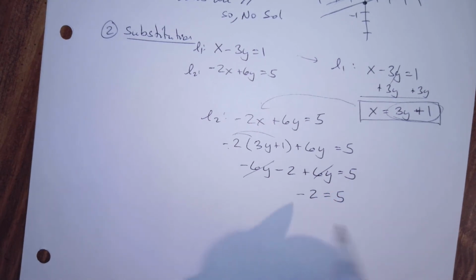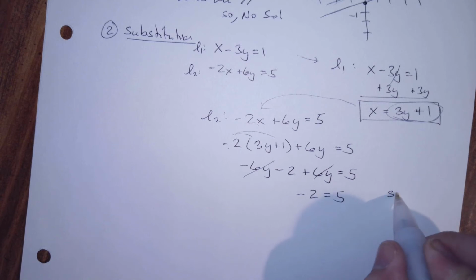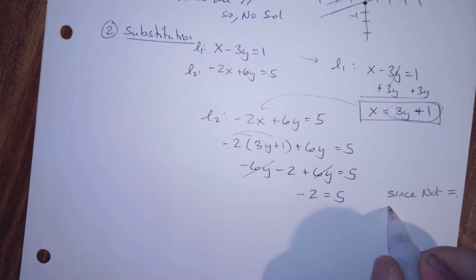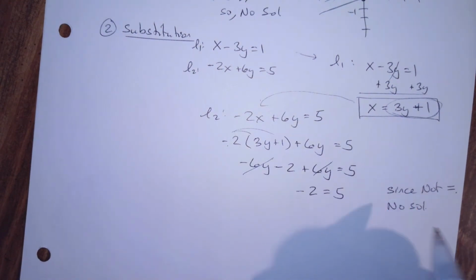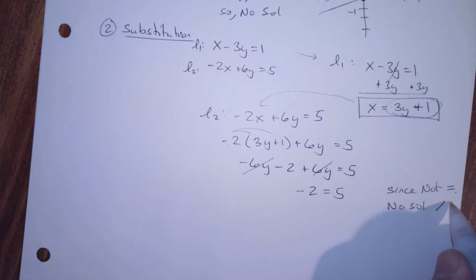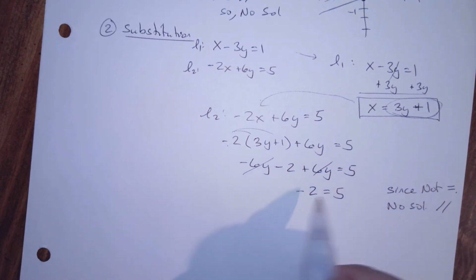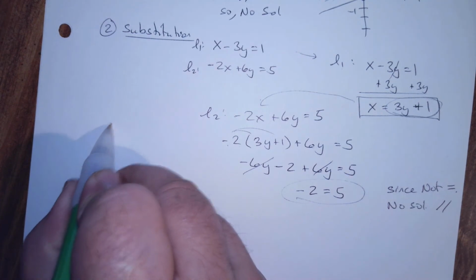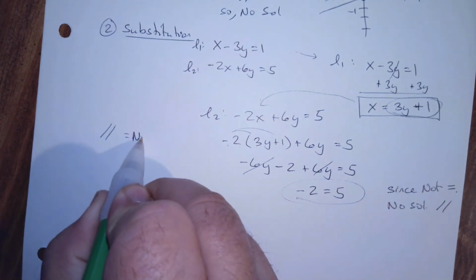Now, since we see they're not equal, then there are no solutions. The only reason there's no solutions is if they're parallel. So that's what happens if we have no solution. Whenever you see this, a parallel line has no solutions.